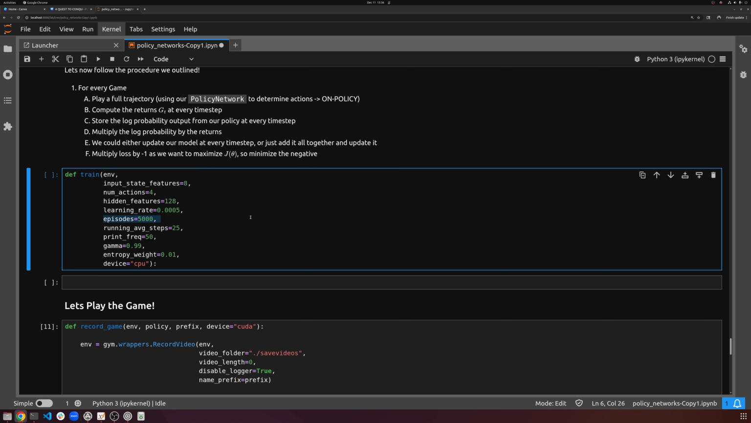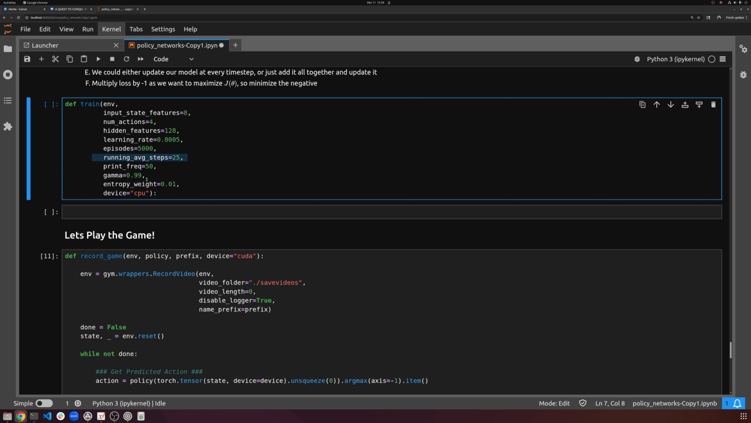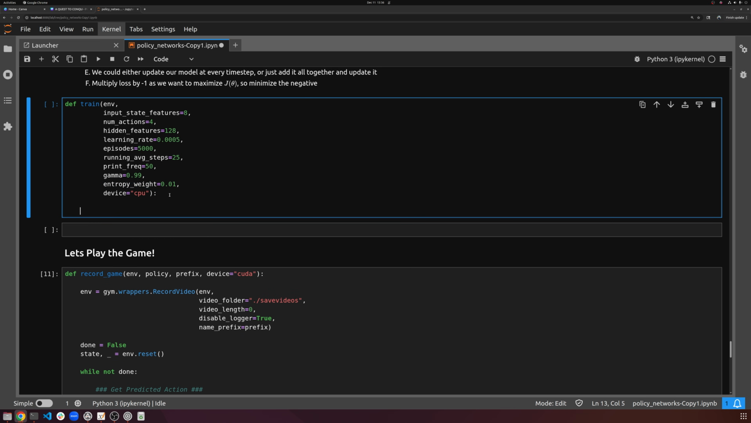How many episodes? How many games do we want to train for? This is just a running average for printing purposes. We have how often we want to print, our gamma. This is the weight for our entropy penalty. So we incentivize the model to at least stay a little bit uniform, so it's always randomly doing something. More typically, you'd not have a constant entropy penalty, but it'd be something high initially and then decay over time. And then we have our device, whatever we want to train on.